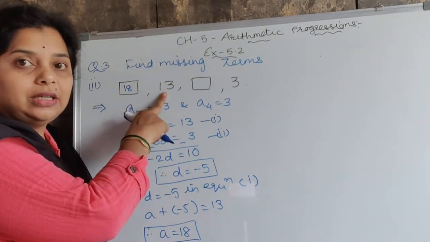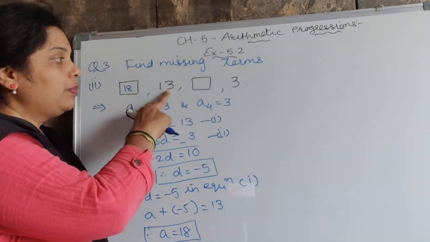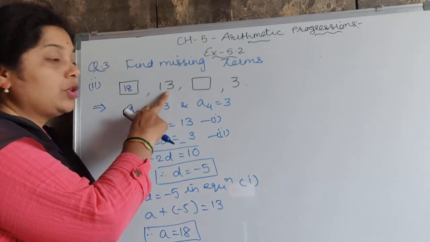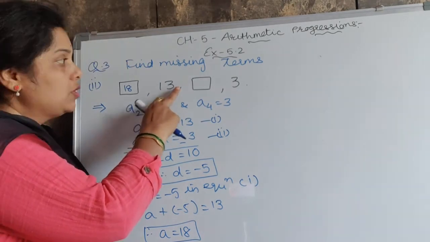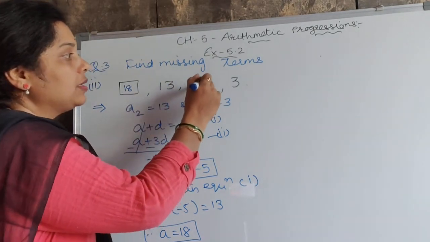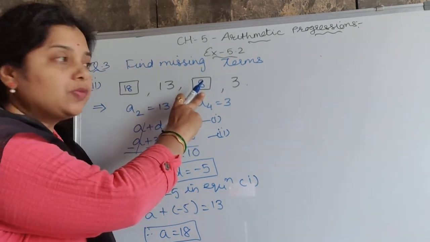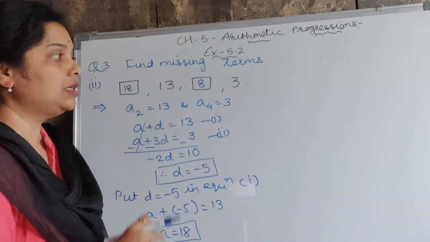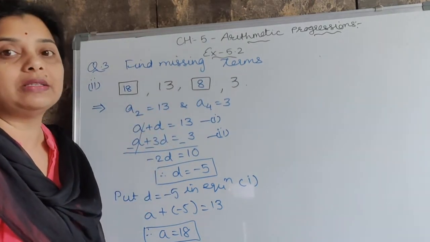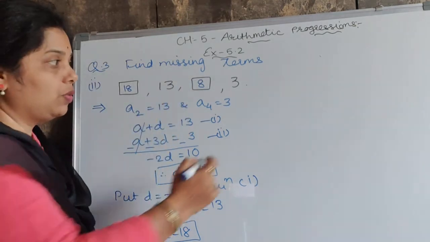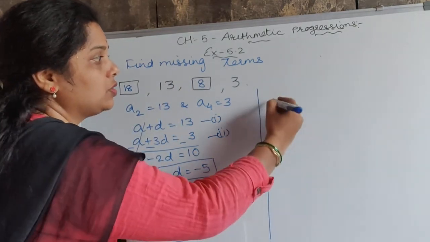Yes, it is 13. Now to get next, again plus what fixed number? Fixed number is common difference. So 13 plus minus 5 must be 8. And again in 8, if you add minus 5, you will get 3. And 3 is the fourth term. So our answer is right. But how to show that this term A3 is equal to 8? You can show like this also.